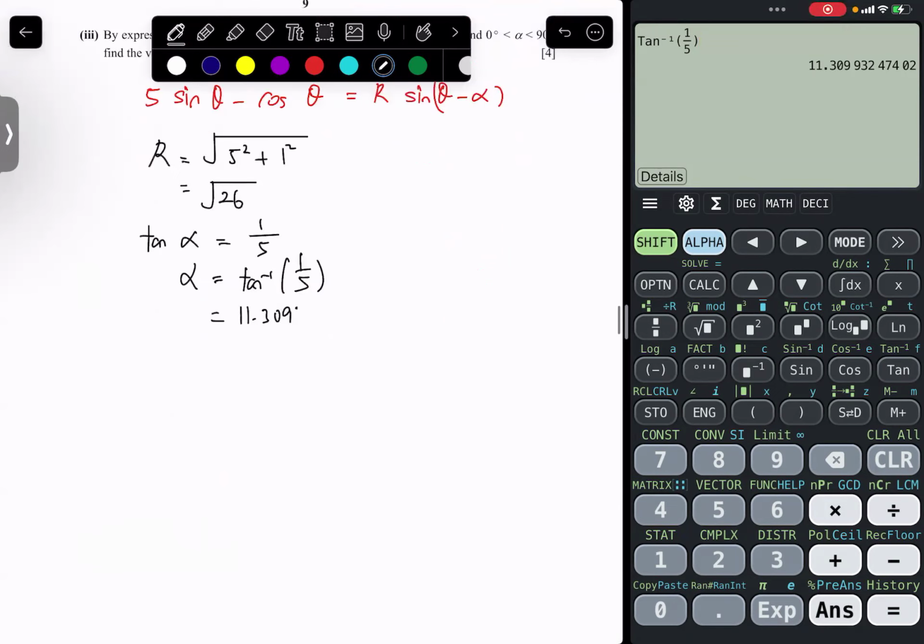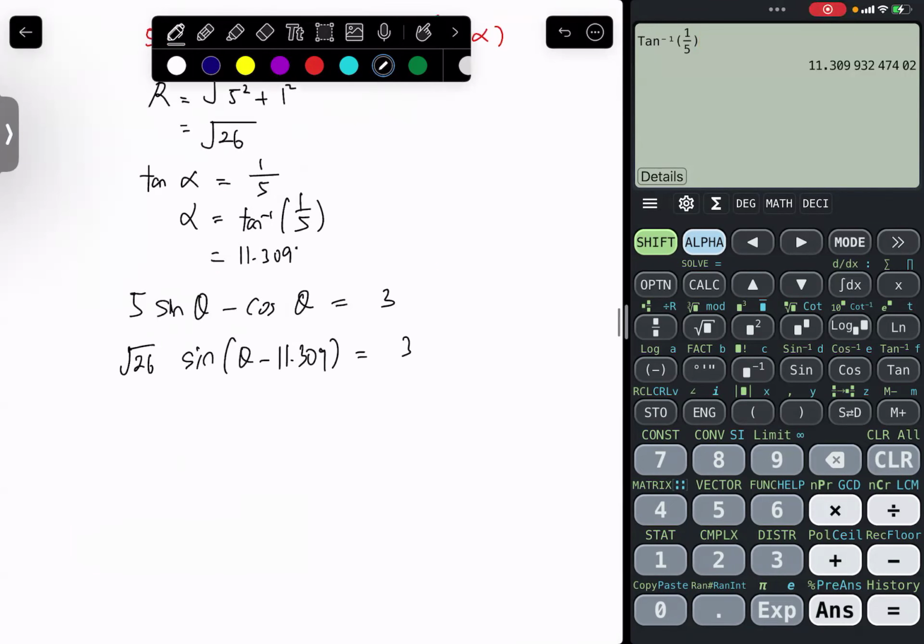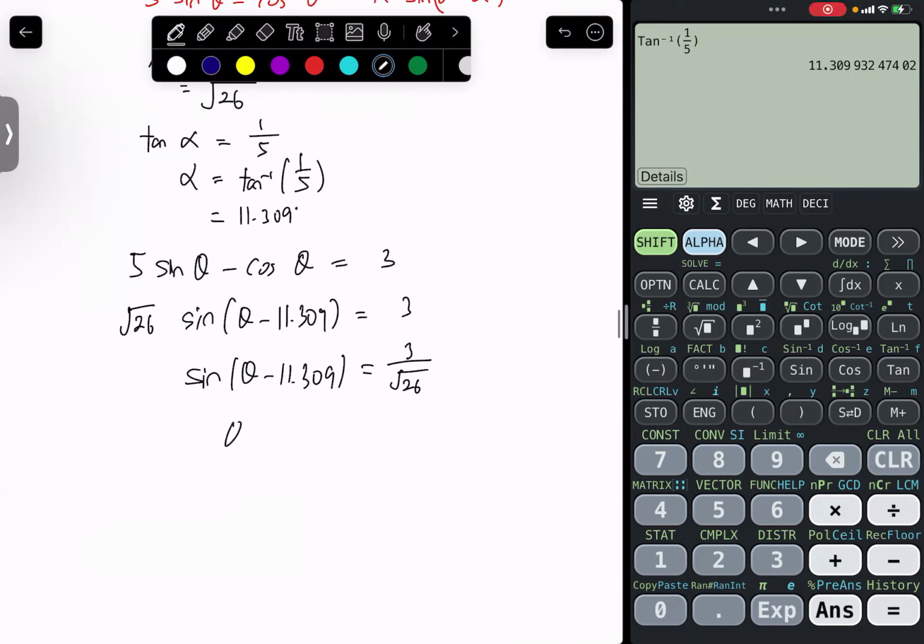Okay, so that means 5 sine theta minus cos alpha equals 3 can now be expressed as root 26 sine theta minus 11.309 equals 3. Okay, so sine theta minus 11.309 equals 3 over root 26. Theta minus 11.309 equals sine inverse 3 over root 26.